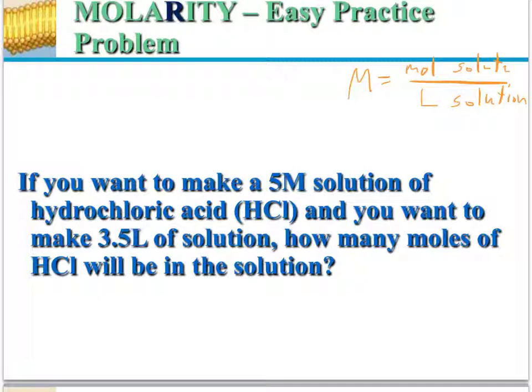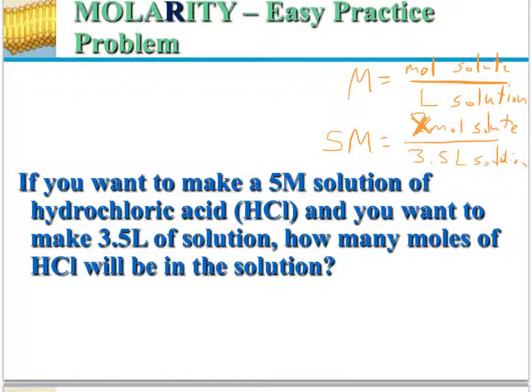So if we fill in this equation, I know that I want to make a 5 molar solution, so I'm going to put that on the left side. I know that I want to make 3.5 liters of solution, so I'm going to put that in the denominator on the right side. And how many moles of HCl do we need, moles of solute? Well, that's our unknown. You can either write that as a question mark or as an X. That's what we're trying to solve for, moles of solute.